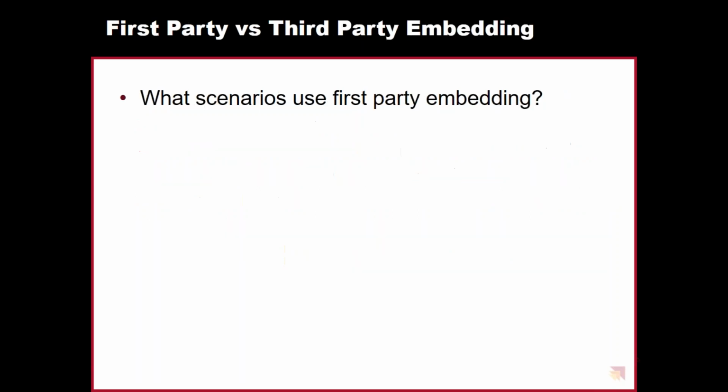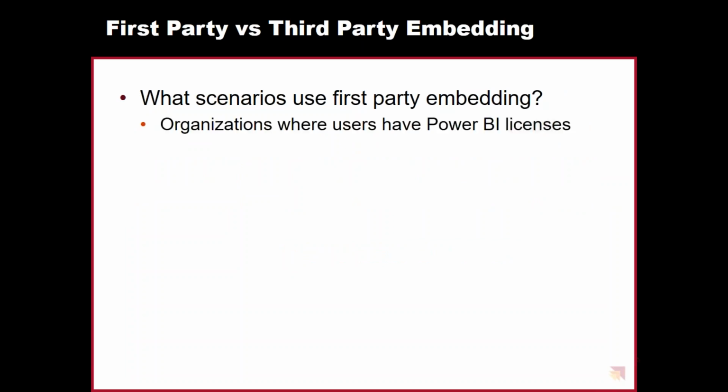Now, just to finish up this first section right here. What scenarios do we use first-party embedding? Well, first of all, organizations where all the users have Power BI licenses. So these users can already get to the Power BI service through the browser. They can already use mobile applications to access what's in any workspace they have access to.